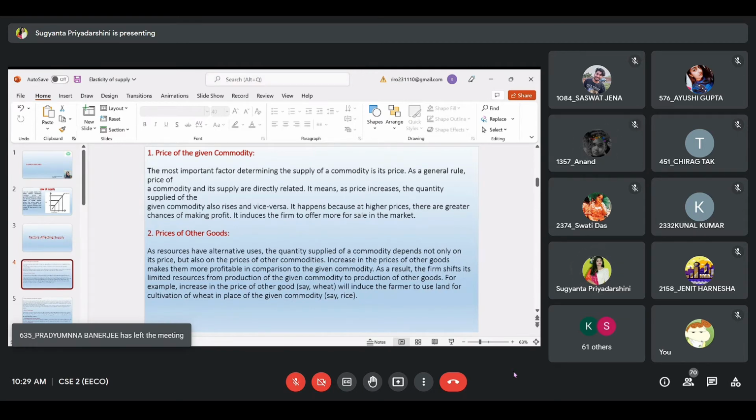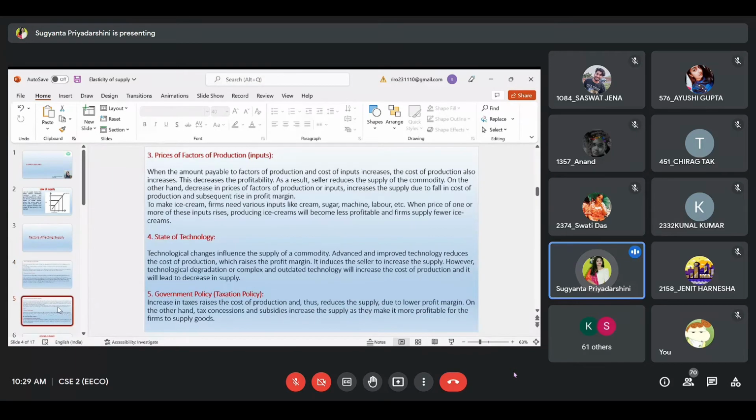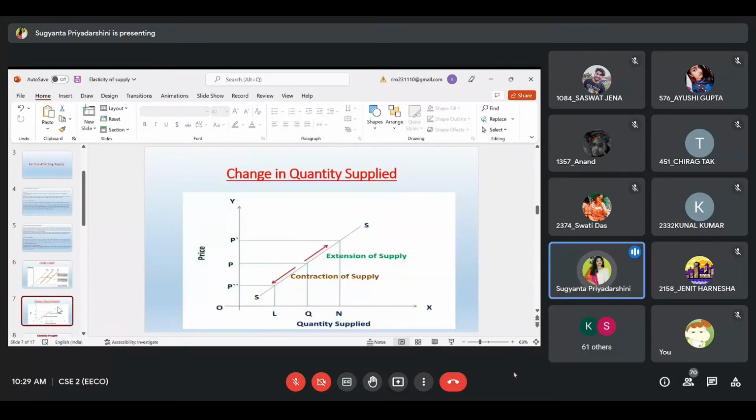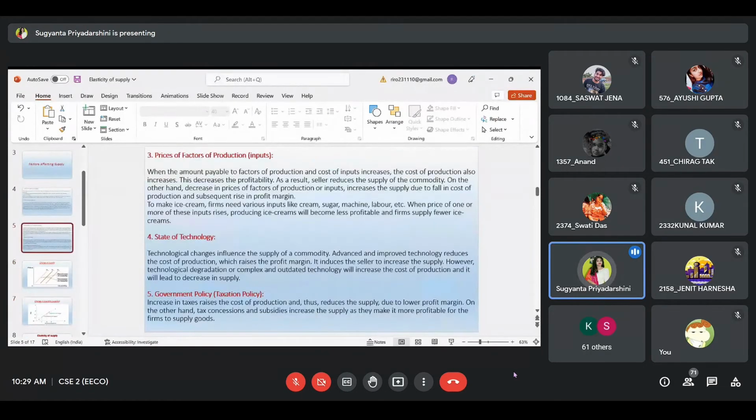Okay, so let's talk about the next one, that is your change in supply and change in quantity supplied. But before that, I want to ask, what is your change in demand and change in quantity demanded? As I have already forwarded you the presentations, I really want to know how far you have remembered or understood the concept. What is this change in demand? Can anyone tell me?